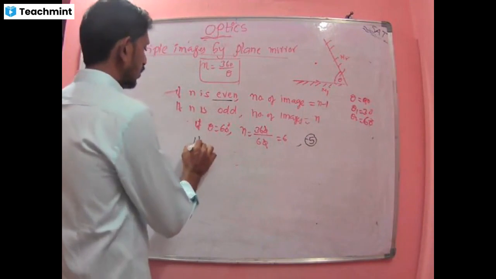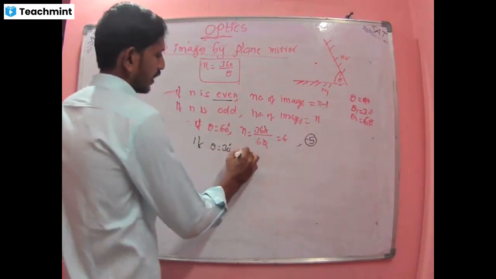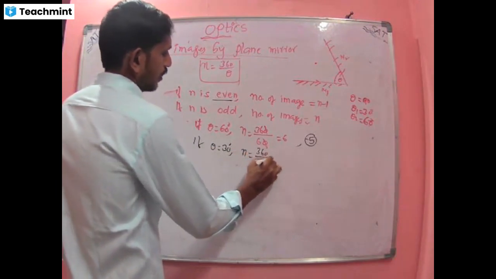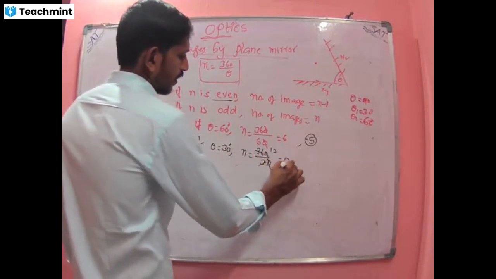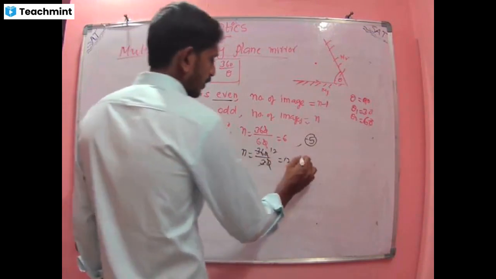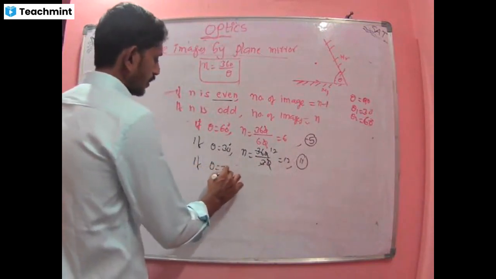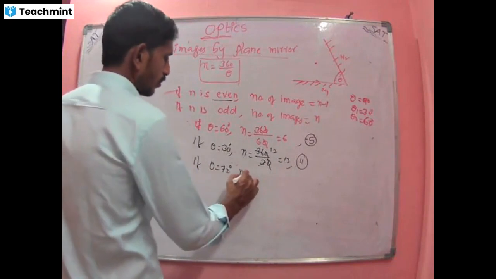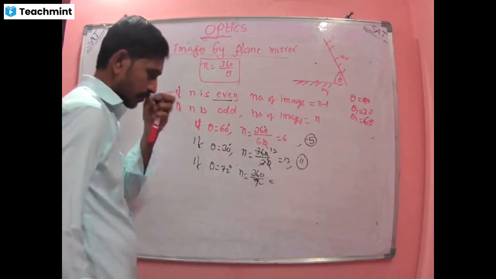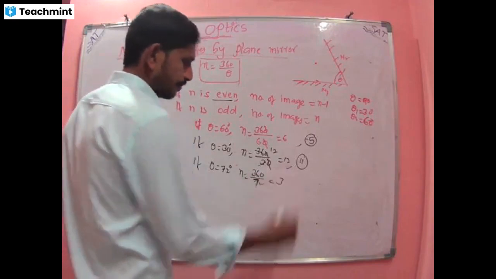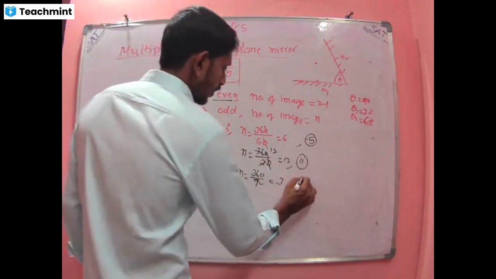Next, if theta is equal to 30 degrees, n is equal to 360 by 30, which is 12, again even. So the number of images is 11. If theta is equal to 72 degrees, n is equal to 360 by 72. The answer is 3, which is an odd number. Therefore, the total number of images is only 3.